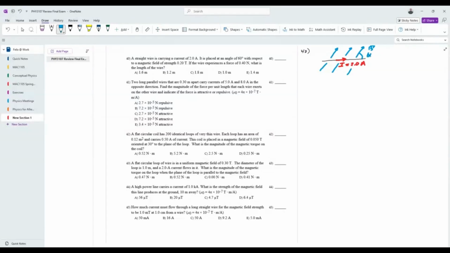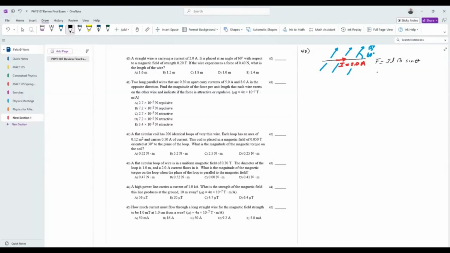This angle is 60 degrees. So we have to calculate, in this case, the length. So we know that the force is equal to current times length times B sine of theta.